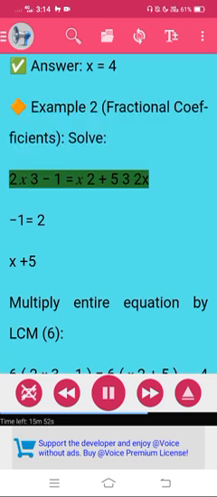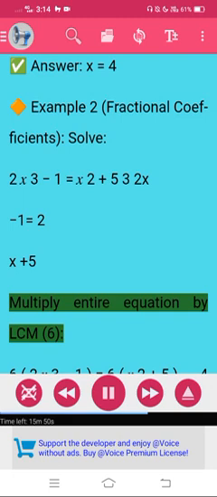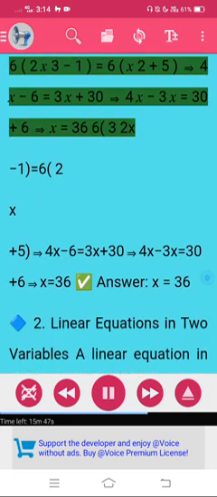2x/3 minus 1 equals x/2 plus 5/3. Multiply the entire equation by the LCM, 6. 6(2x/3 minus 1) equals 6(x/2 plus 5/3) implies 4x minus 6 equals 3x plus 10, implies 4x minus 3x equals 10 plus 6, implies x equals 16.